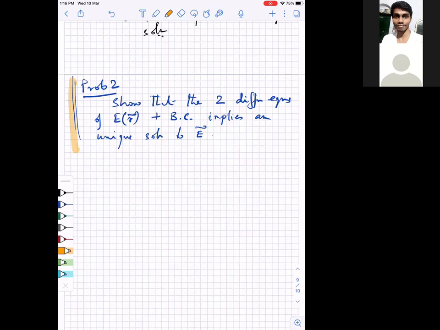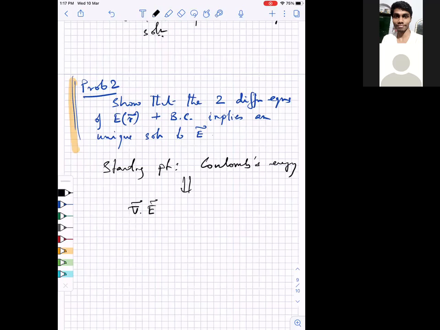So we started with Coulomb's energy, right? We started with Coulomb's pairwise interaction energy, and from there we derived the equations of electrostatics. So the starting point is Coulomb's energy, okay?